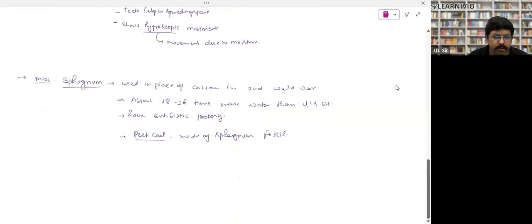Some economic importance: Sphagnum was used in place of cotton in the Second World War. Very important, I have discussed it with you. It absorbs 18 to 26 times more water than its weight. It has antibiotic property, and peat coal is made up of sphagnum fossil. Right. So this was all about the bryophyte.